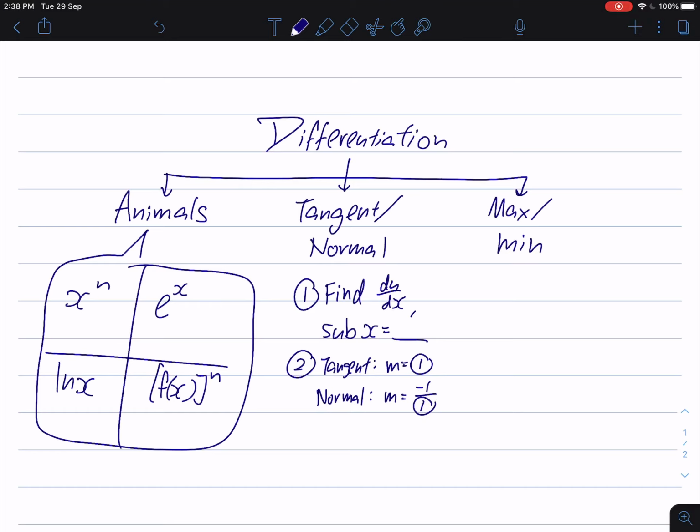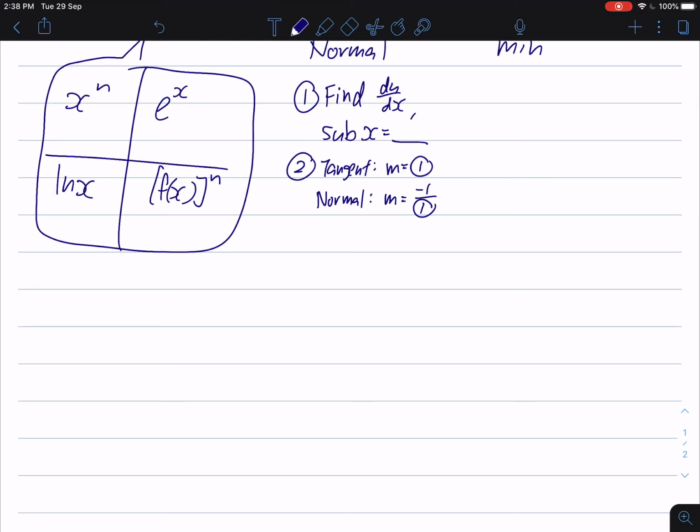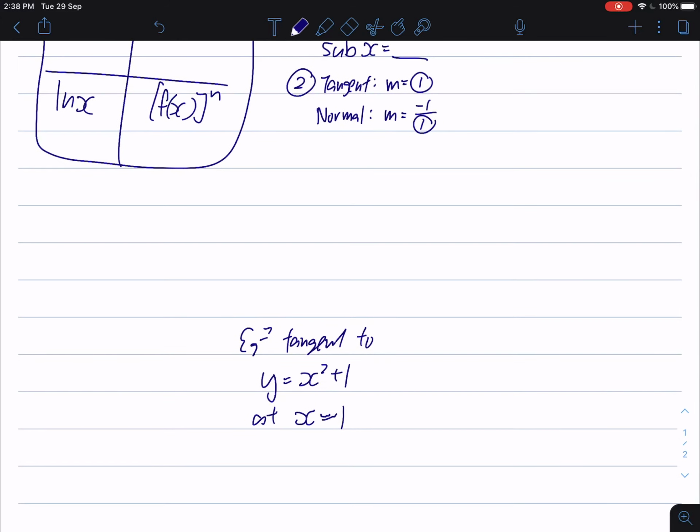Okay, we have a step 1 over here, find dy/dx, do your differentiation. That's an animals question. Then you're going to sub x equals to something. This one, the question should have given to you. How would they give it to you? Let's say, for example, I give an example: find the equation of the tangent to the curve so and so at x equals to 1. So observe, I have an equation over here, and this is an equation, this is a point.